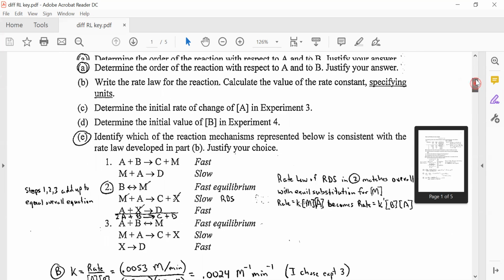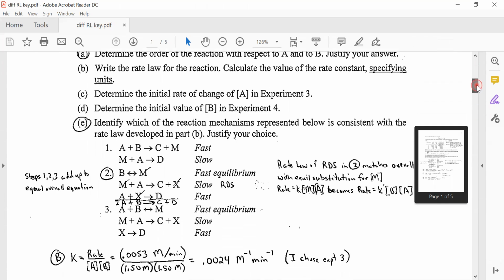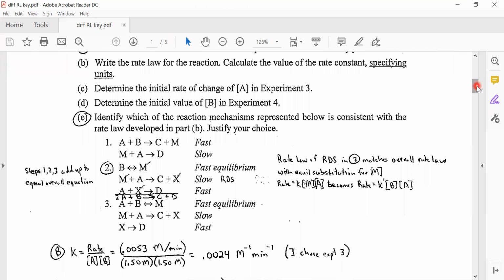And then the last question asks, identify which reaction mechanism represented below is consistent with the rate law developed in part 1. Justify your choice. What I'm going to try to see is which one matches up. My rate law was A to the first, B to the first. Well, I look at the slow step. Then I can say, oh, that matches up pretty good, but it's the fast step. I've got to look at the slow step.